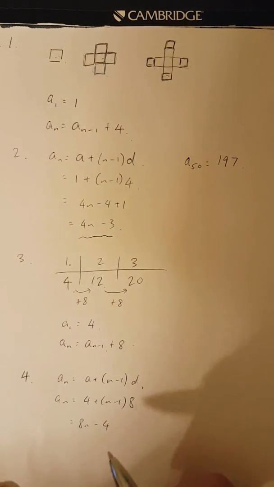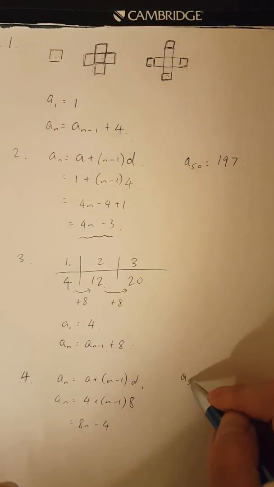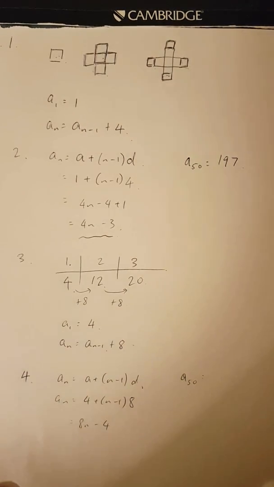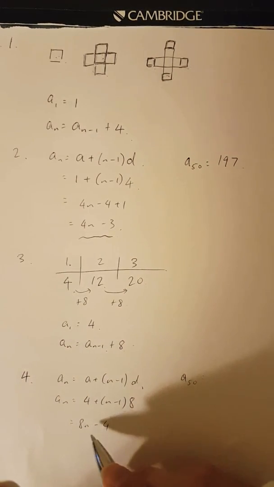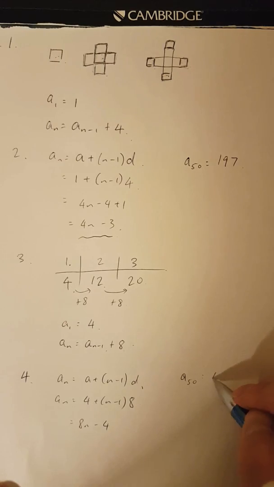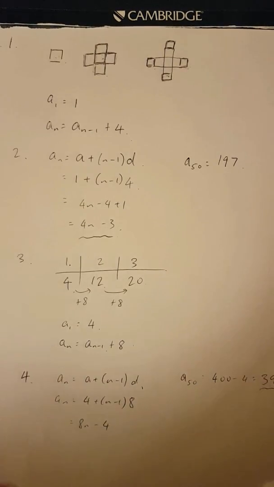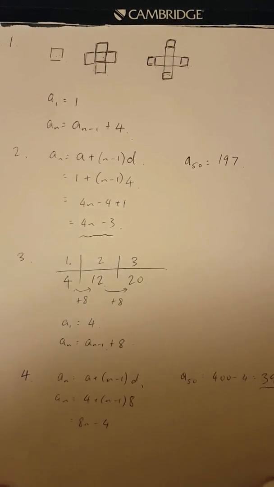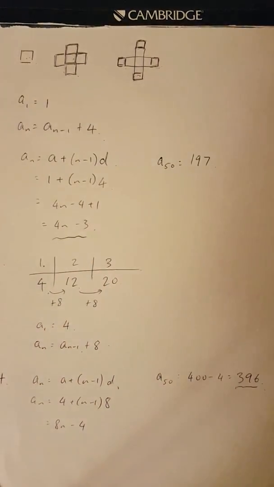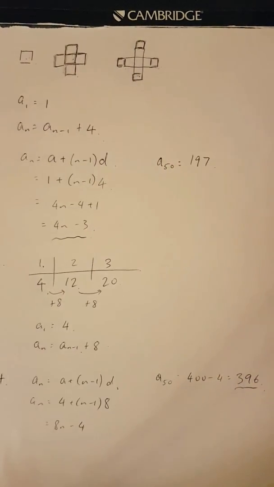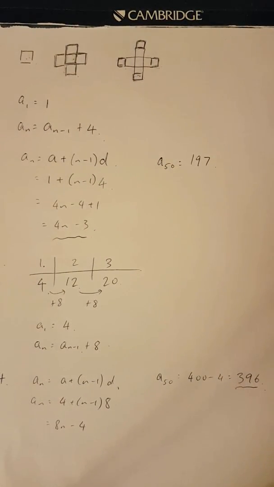All right, once we have the explicit formula, we can find the 50th number pretty easily, and it's going to be simply just substituting n equals 50, and then we get 400 minus 4, which is 396. So the perimeter in the 50th figure is going to be 396. That is off the page, my bad. All right, so this was question 3, and then to wrap up this lecture, we're going to go through question 4.